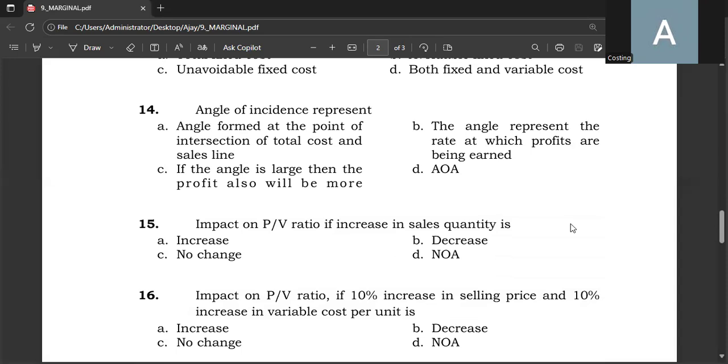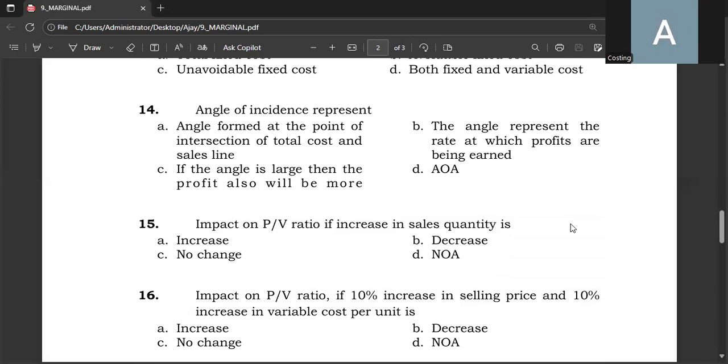Question 15. Impact on PV ratio if increase in sales quantity is option A. Increase. Option B. Decrease. Option C. No change. Option D. None of the above.